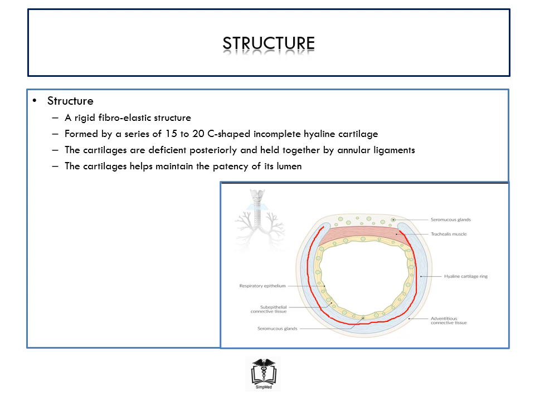But the cartilage is incomplete, so it tends to be deficient posteriorly. Posteriorly, the gap is filled by a number of structures: the annular ligament that holds it together, and a muscular structure. The muscular structure in this case is called the trachealis muscle. So the trachealis muscle completes the entirety of the trachea posteriorly alongside the annular ligament.